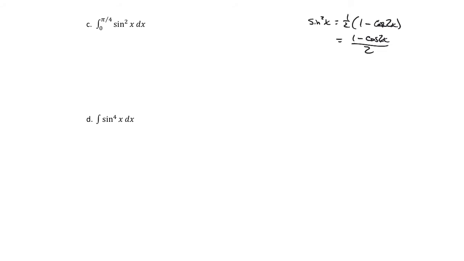This actually does not require a substitution. I'm going to pull that 1/2 out front. 1/2 times the integral from 0 to pi over 4. And then I have 1 minus the cosine of 2x dx. All right, the antiderivative of 1 is beautiful. It's a very simple, let's be careful, we got a parenthesis there, x.